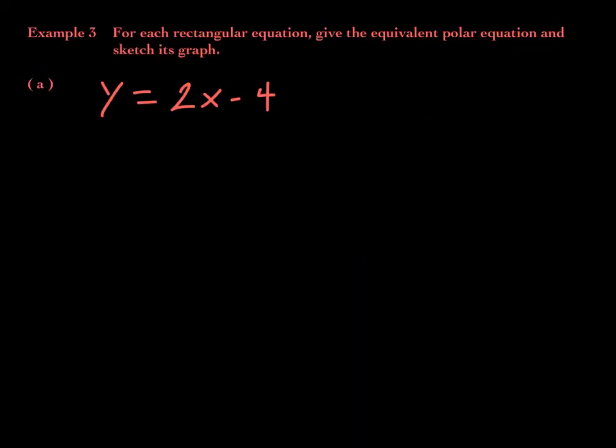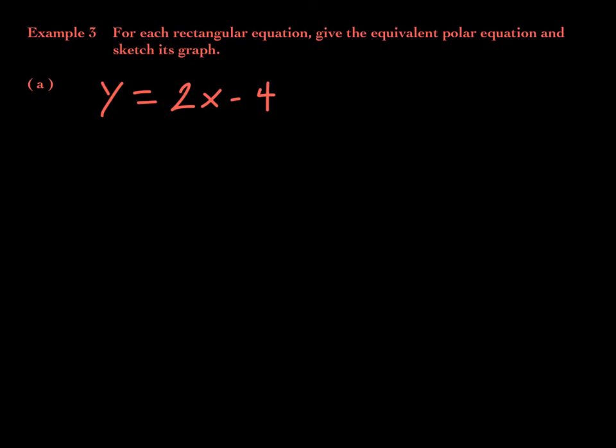Okay, check this out, guys. Example 3. For each rectangular equation, give the equivalent polar equation and then sketch its graph. First of all, let's acknowledge something. This equation in rectangular form is written in slope-intercept form. Okay, so this is y equals mx plus b form. So you and I already know that this is going to be a line whose slope is positive 2 and y-intercept is negative 4. Let's get the equivalent polar equation for this equation.